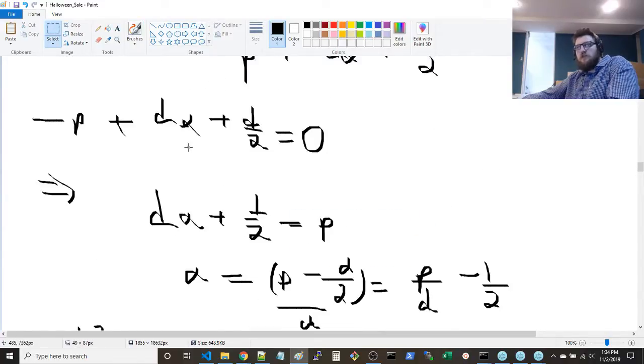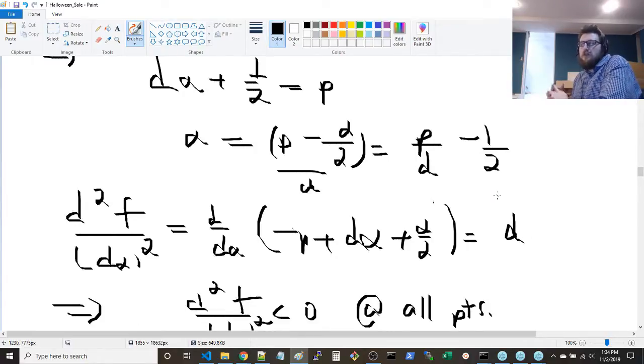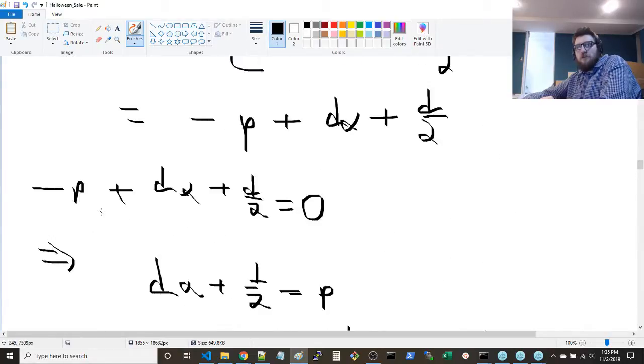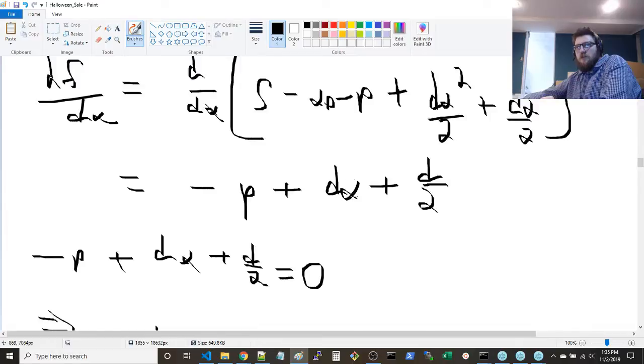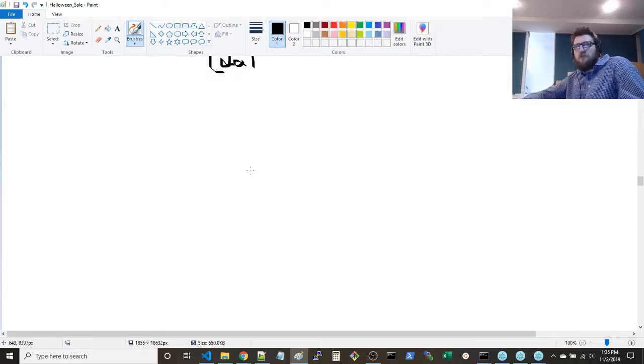And now we can take negative P plus D alpha plus D over 2. If we take this derivative, we get D, where negative P and D over 2 go to 0, and we take the derivative of D alpha. I realize having D in here makes things kind of confusing using Leibniz notation. And now we can show this is positive at all points, because it's a constant positive, which gives us this shape.